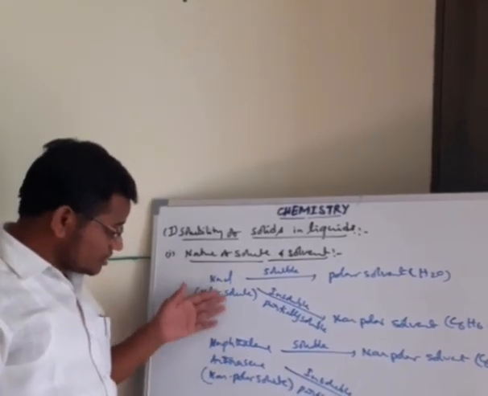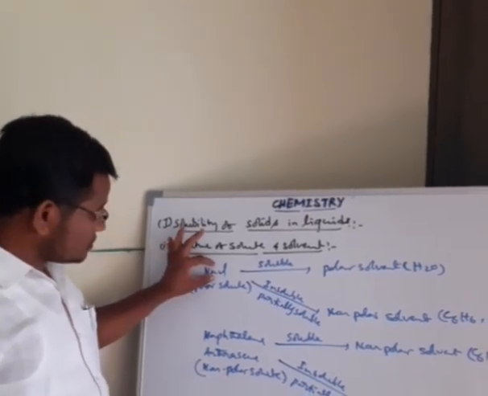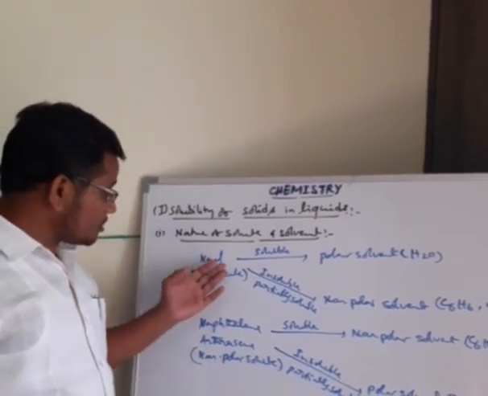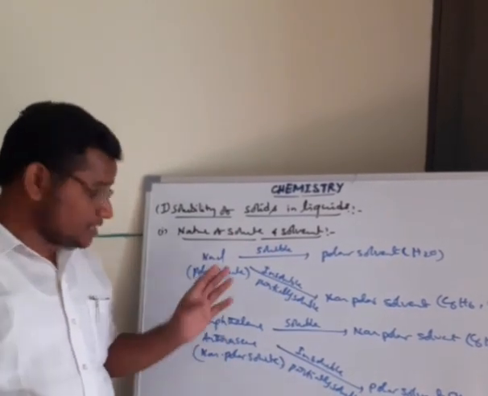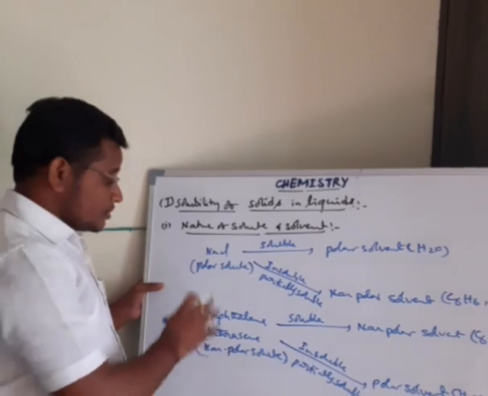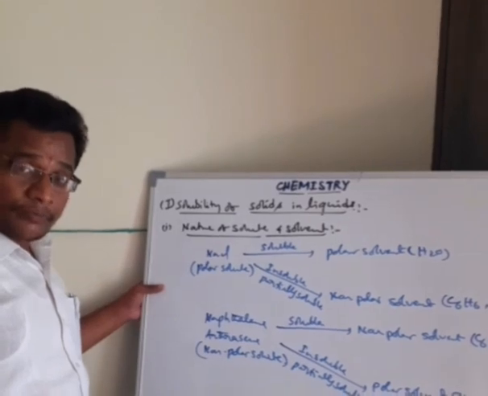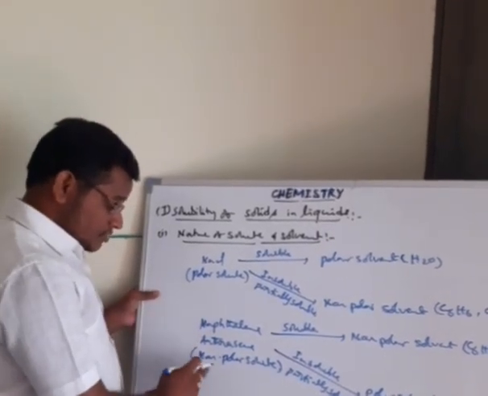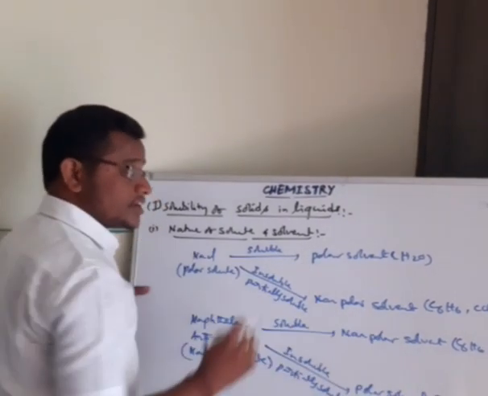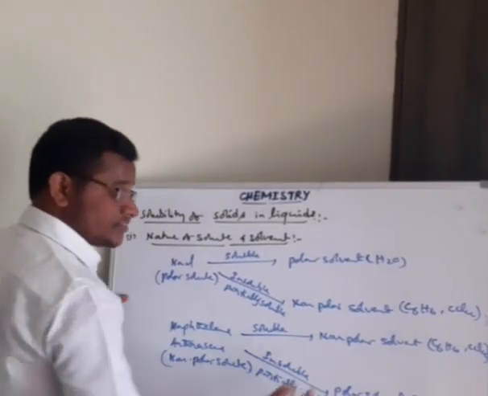Here, NaCl, naphthalene, anthracene. If we say all these types of solids are soluble in all types of liquids, that is wrong. Why? One type of solute is soluble in one type of solvent and insoluble in another type of solvent. Here NaCl is a polar solute. Polar solute is soluble in polar solvents, but insoluble or partially soluble in non-polar solvents like benzene, carbon tetrachloride. Naphthalene and anthracene are non-polar solutes. These are soluble in non-polar solvents like benzene and carbon tetrachloride, but insoluble or partially soluble in polar solvents like water.